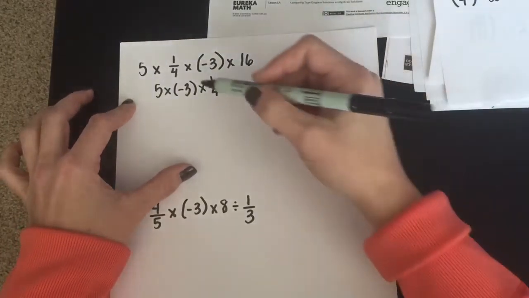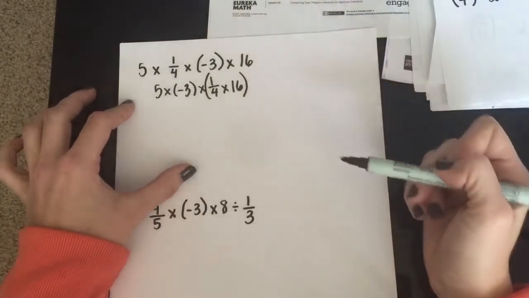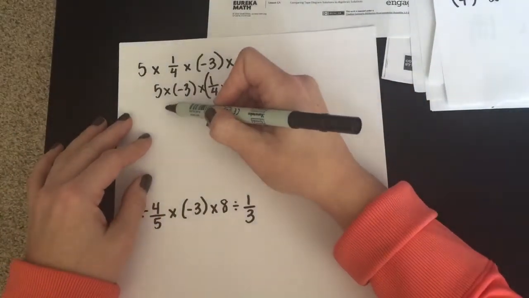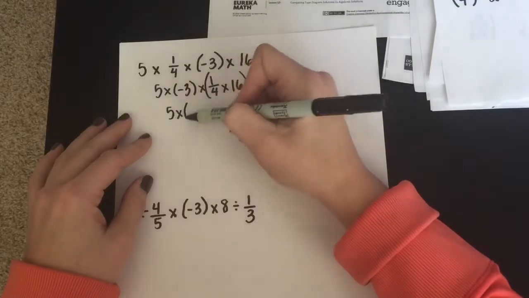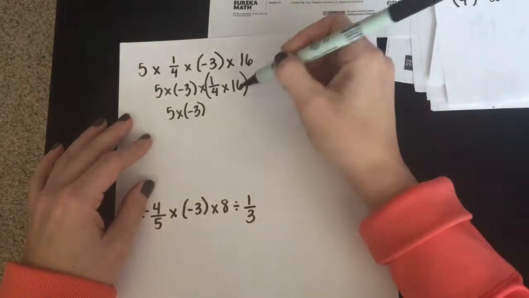Okay. And I'm going to use my associative property to group these two together first. I'm going to do that part of the problem first and get that fraction out of the way. So I'm going to leave my 5 times -3. And I'm going to take 1/4 times 16.